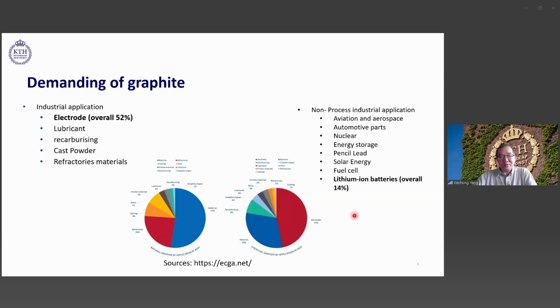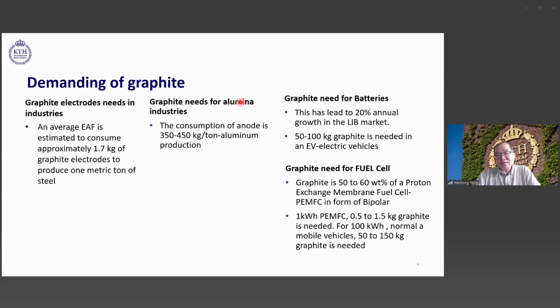Graphite is also used in other applications like lubricants, calcium powders, reflective materials, and also in aviation, aerospace, automotive, nuclear, energy storage, and military. Today, if you saw the news, it might even be used for the moon for energy storage as well. Quite widely used.